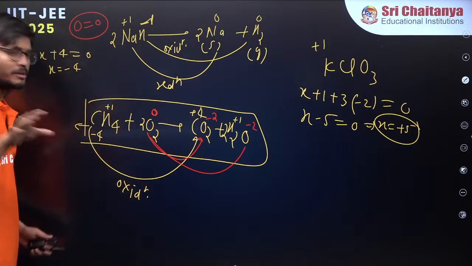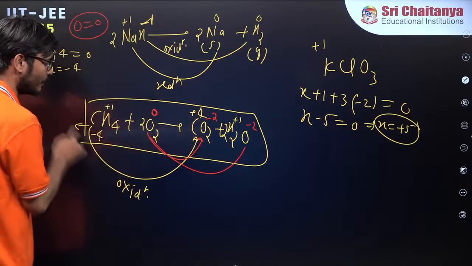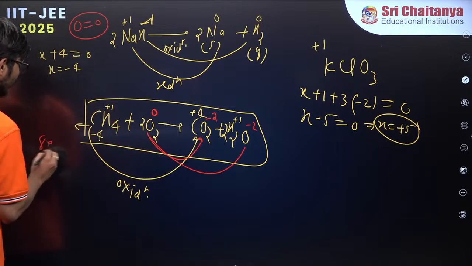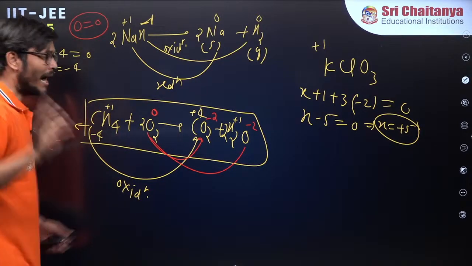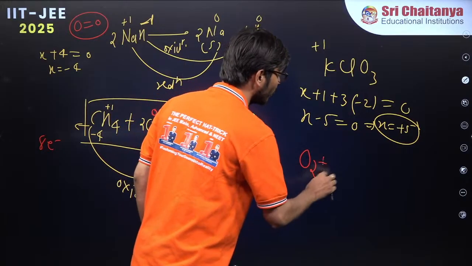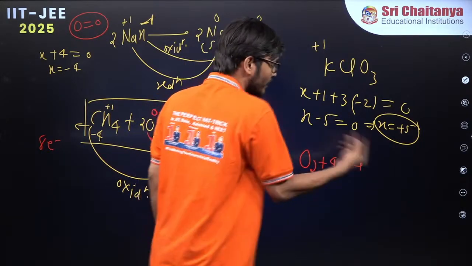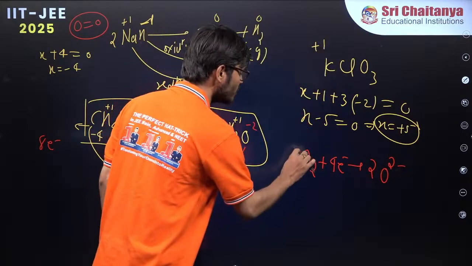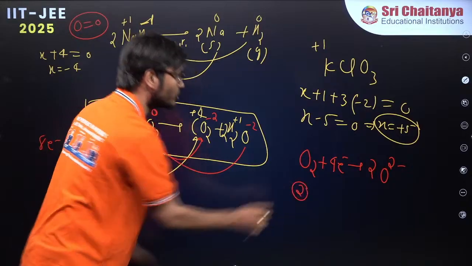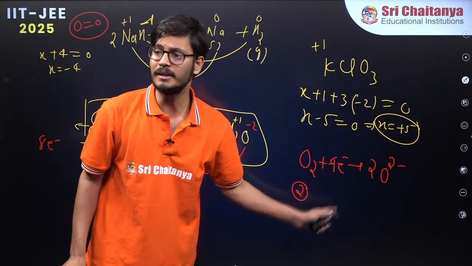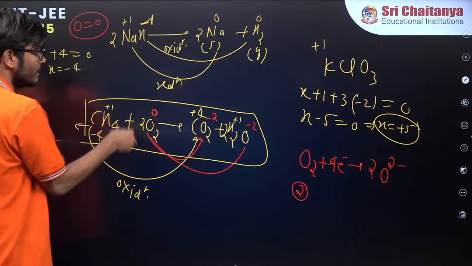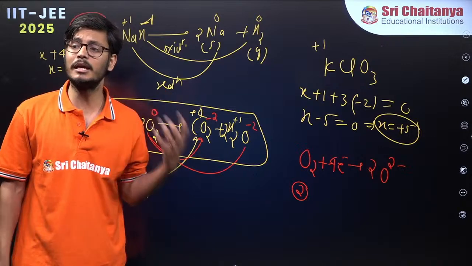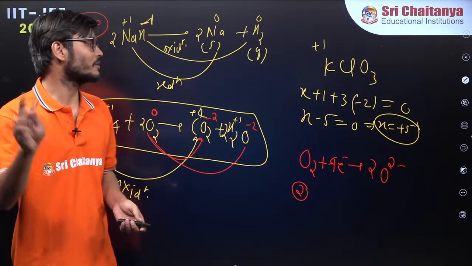So how many electrons were lost? Look here, -4 to +4. How many electrons? 8 electrons. Who is going to accept the 8 electrons? 1 O2 accepts how many electrons? 4 electrons, to become 2 O2-, right? So if you take 2 moles of O2, 8 electrons will be accepted. So these 8 electrons are accepted, so -2 and -2. So any combustion reaction is a redox reaction.